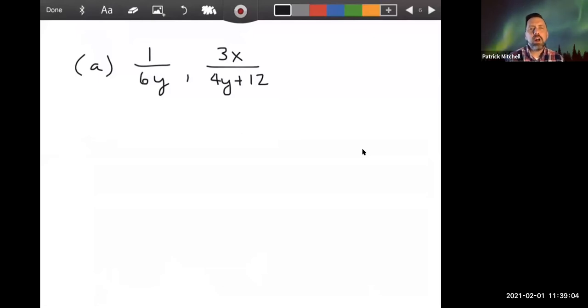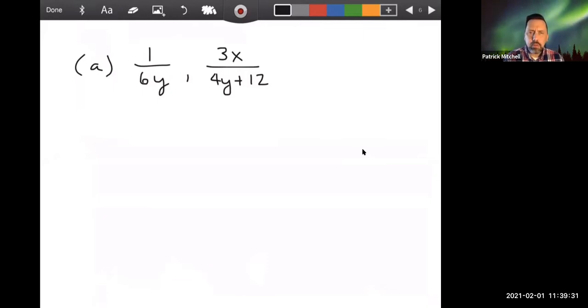Okay, so we have 1 over 6y and 3x over 4y plus 12. Remember, the directions were to find the LCD for this list of expressions. All right, so the first thing I'm going to do is factor those denominators. In this kind of problem where we're just finding the LCD, the numerators have absolutely nothing to do with it. You can ignore those numerators.